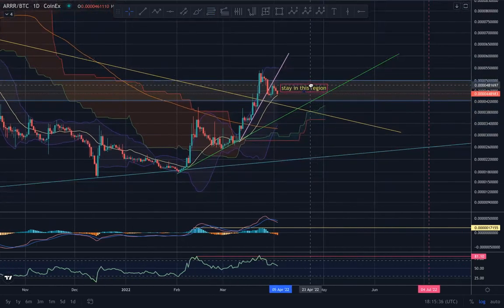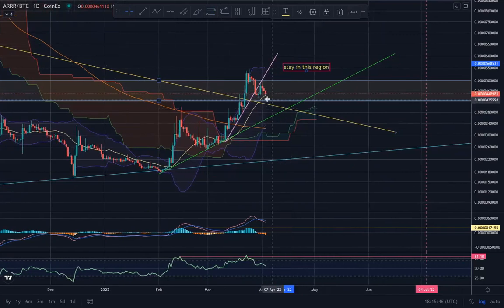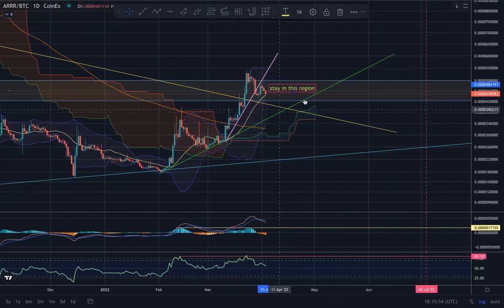The other reason to stay in this region is that you're staying relatively around the 20-day moving average. If you can hold this as support, that's even stronger. It also keeps you above downtrending support, and the bigger reason to stay in this region is that it keeps you above this longer term trend line, just a bit longer term, this new trend line.